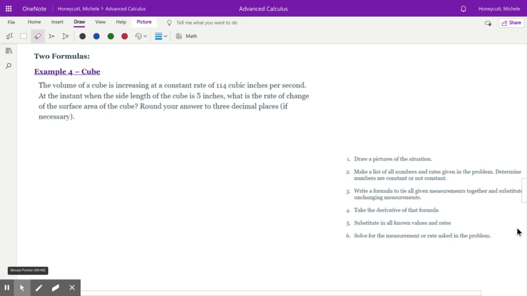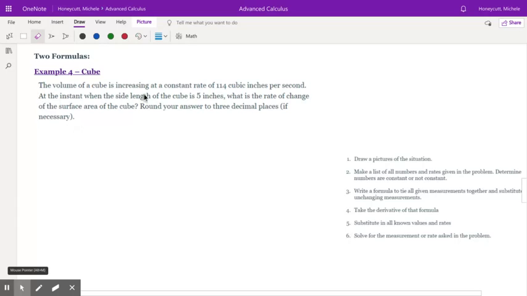Now let's look at some of the related rates problems that are going to require you to use two formulas. Most of these are going to involve the formula for volume and the formula for surface area. So in example 4, we have a cube.